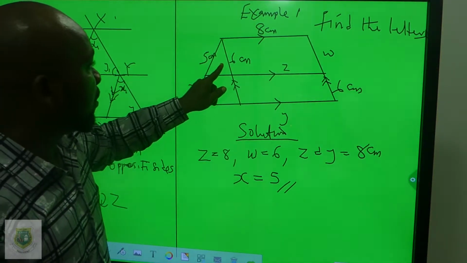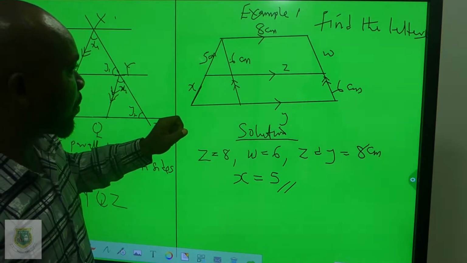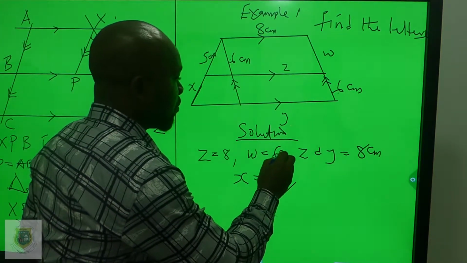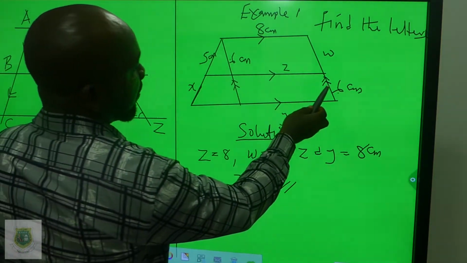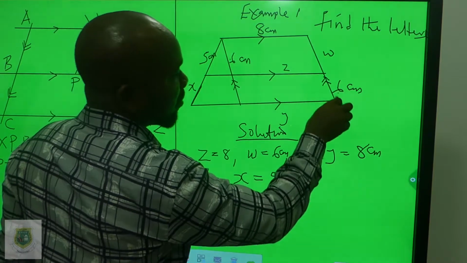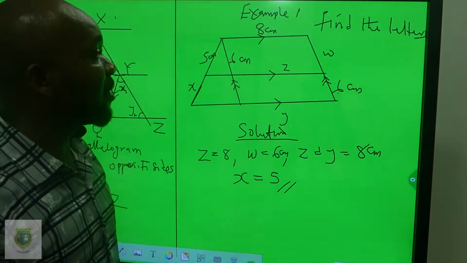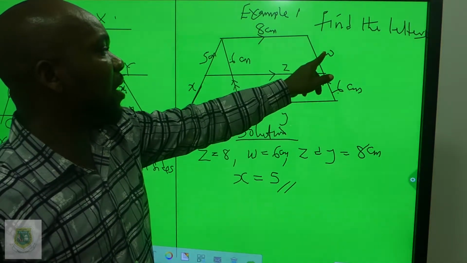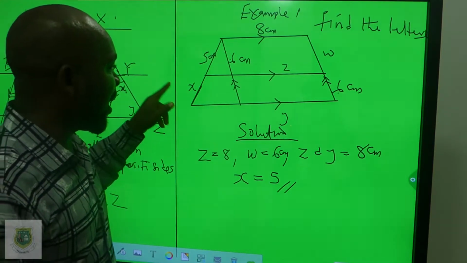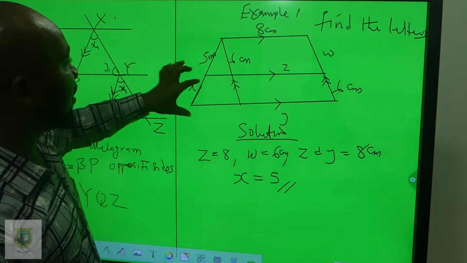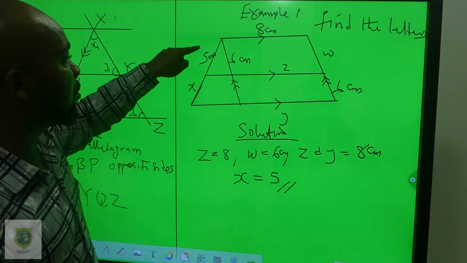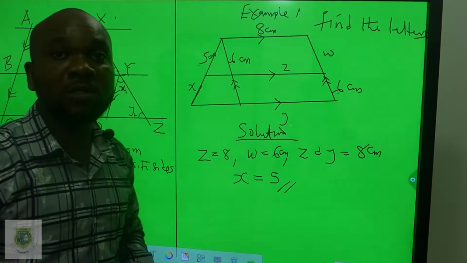Then this one is 6. W should be 6 cm, because the distance from here to here and from here to here are equal. They are parallel lines. In that case, if here is 6 cm, here should be 6 cm. Then this is equal to this is equal to this. Then what about X? If this distance and this distance are equal, which means that X is 5, S is also 5.